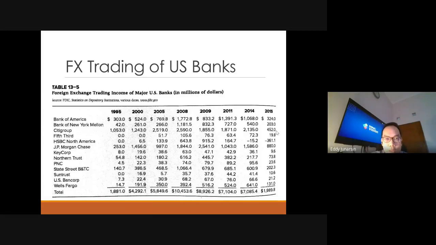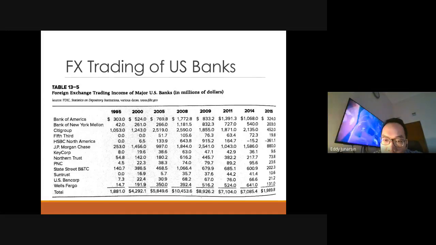This is in the U.S. alone. Foreign exchange trading income of major U.S. banks from 1995 to 2015. See trading income, right?